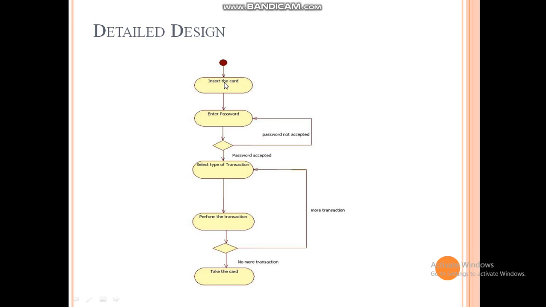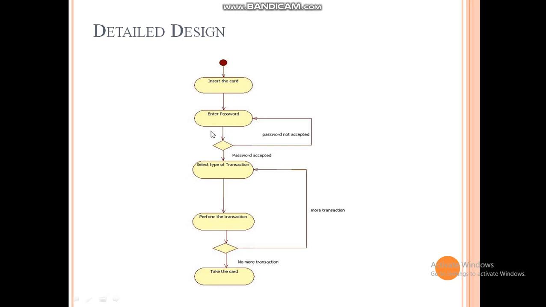The first functionality of the ATM system is insert card. After inserting the card, the second functionality is enter password. So here we are using a condition. The condition is used to evaluate the state.